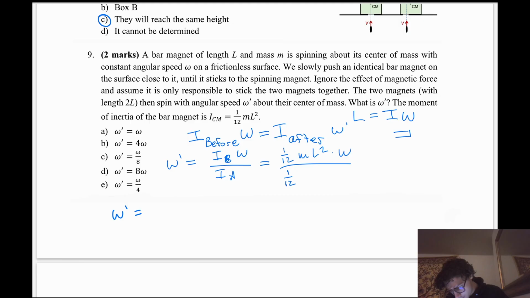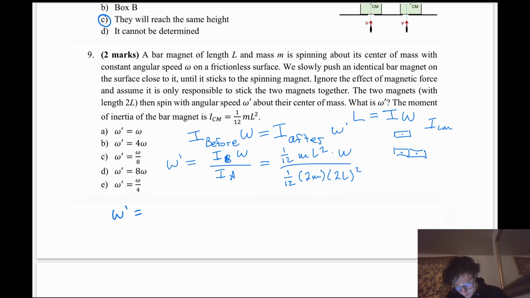So before, the bar magnet was like this, right? It had the moment of inertia I_cm that's given to us in the problem. But then it combines to a new one like this. But it just looks like a bigger bar magnet. So it's going to be the same, except the mass is going to be times 2, and the L is going to be times 2 as well.